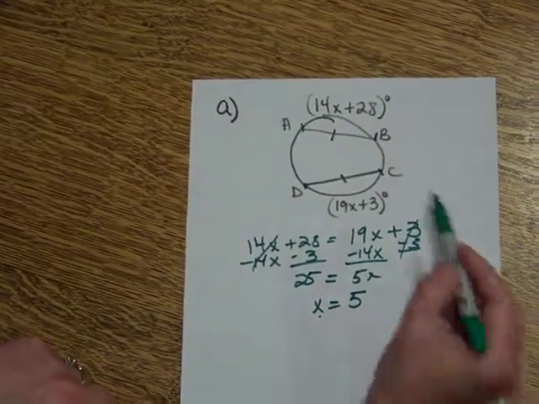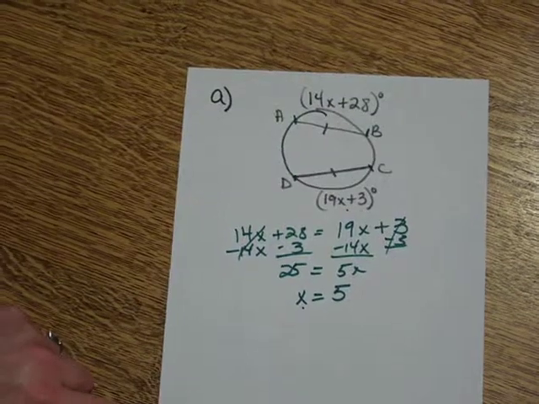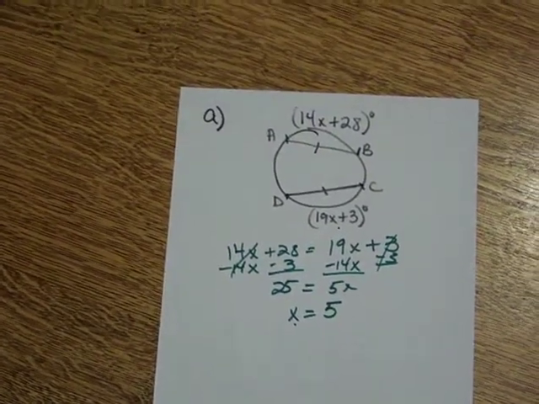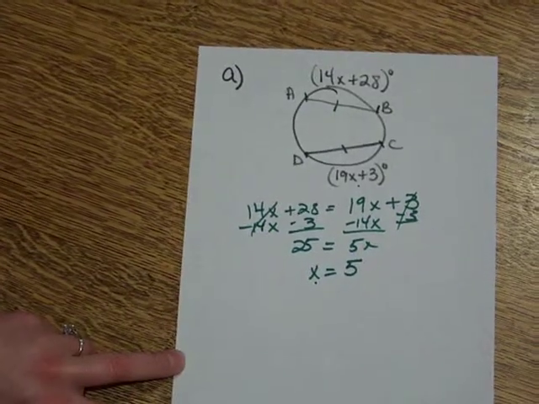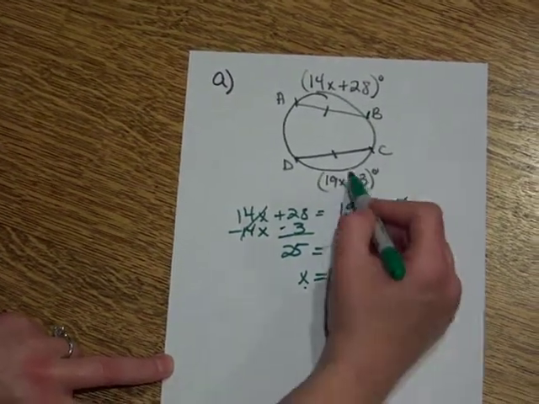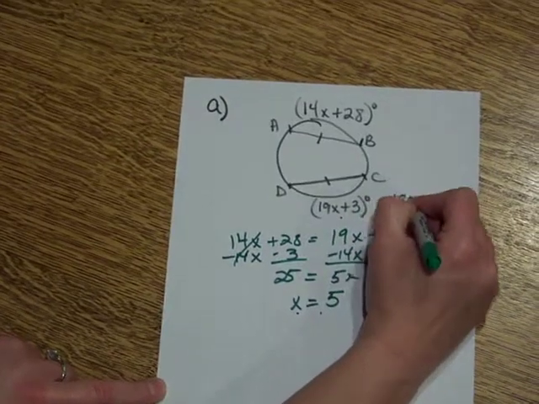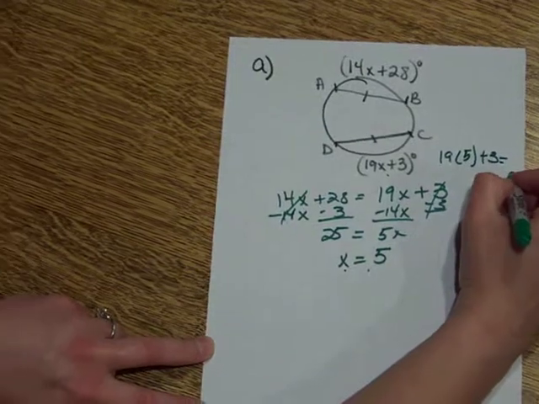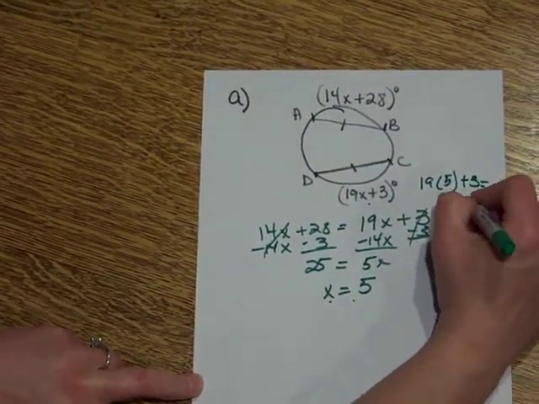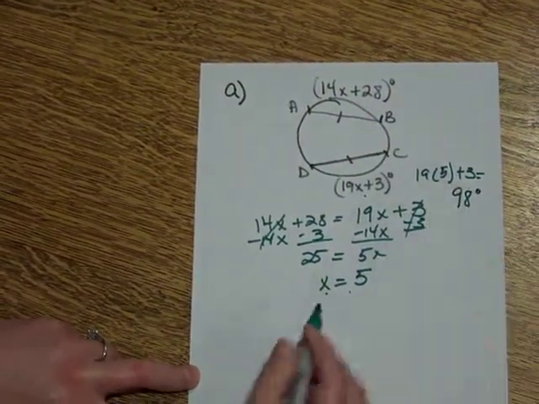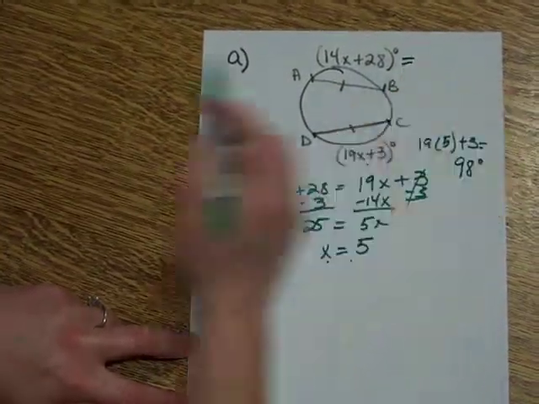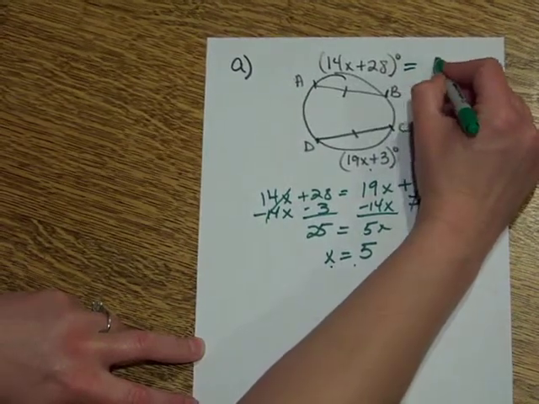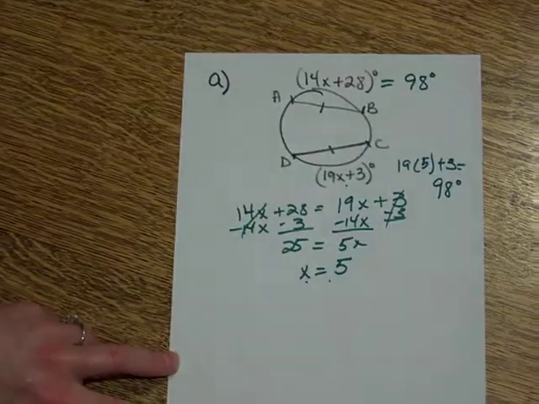If they wanted me to find the actual arc value, the actual degrees, I simply need to plug that back in, which this does ask me to do. I plug that 5 in, and I have 19 times 5 plus 3, which gives me 98 degrees. 14 times 5 plus 28 gives me 98 degrees as well.